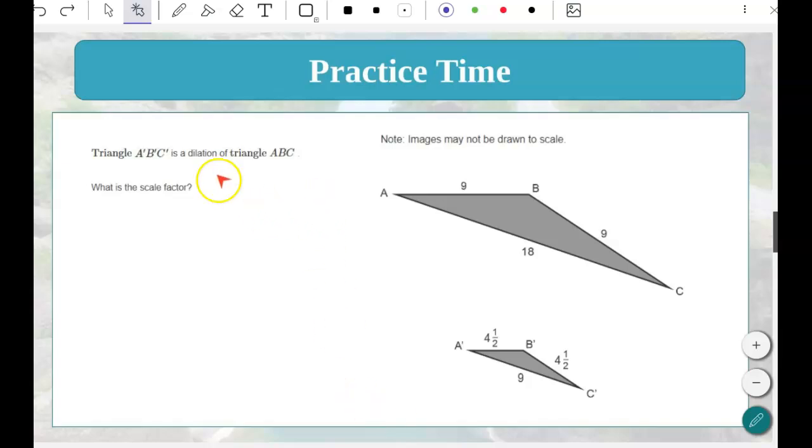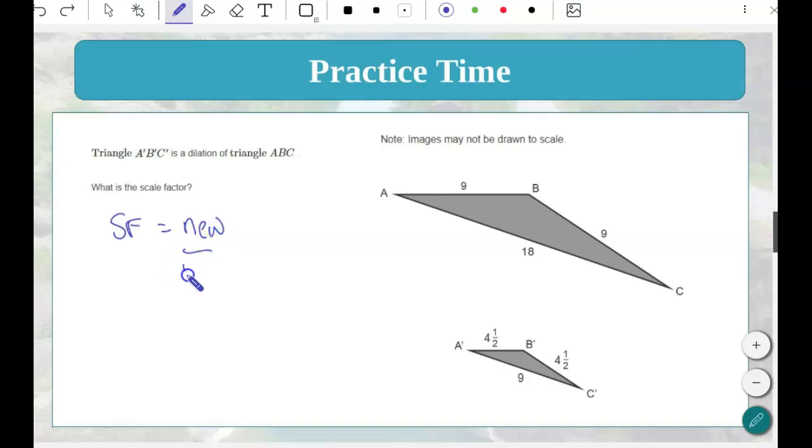So let's practice a few problems. So we have triangle ABC. This one is the new one because it has the prime. It is a dilation of the original one. What is the scale factor? Okay, so remember, scale factor, we're going to do new over old.